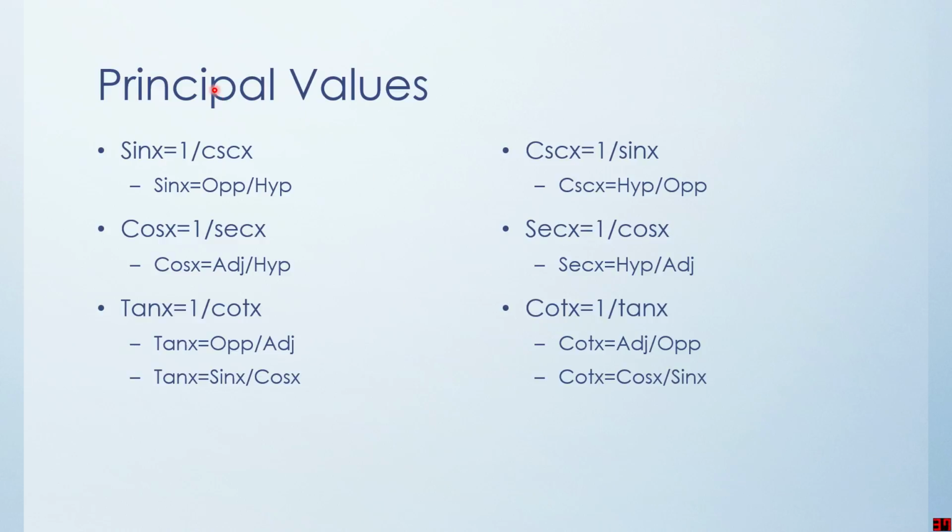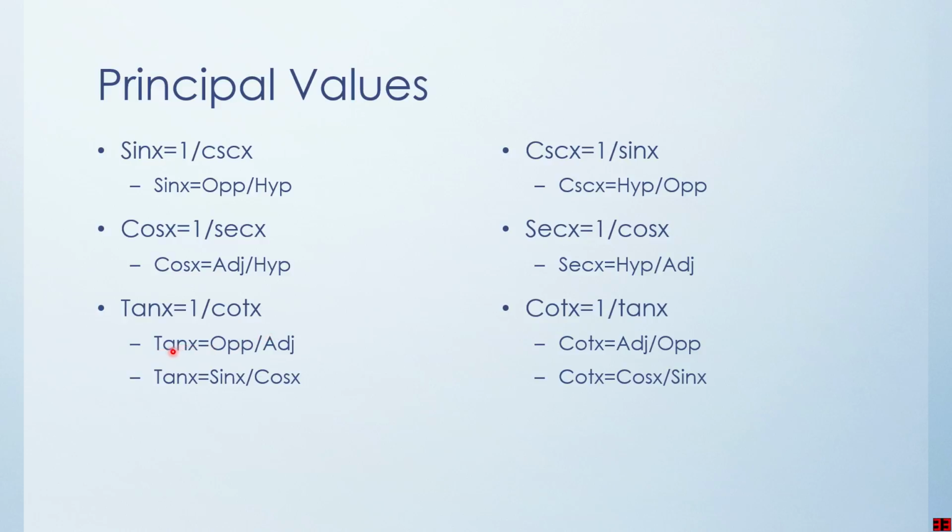The principal values here are that sine x is equal to 1 over cosecant x, or in other words, sine is equal to opposite over hypotenuse. Cosine is equal to 1 over secant x. In other words, the adjacent over the hypotenuse, which is more widely used. The same thing applies to the sine of x. The tangent of x is equal to 1 over cotangent of x.